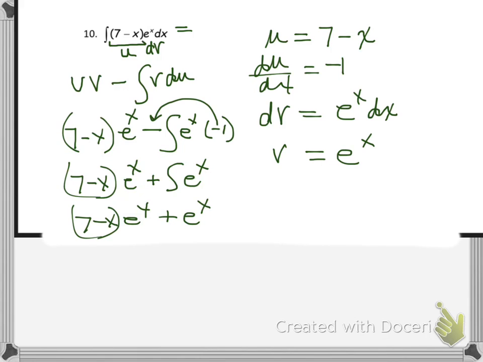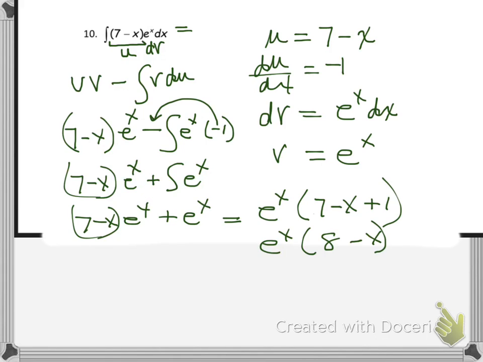So what should I do with that? If I wanted to, I could write that as e to the x times (7 minus x plus 1). That will give me e to the x times (8 minus x), and we're done.